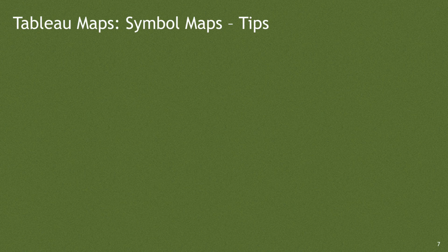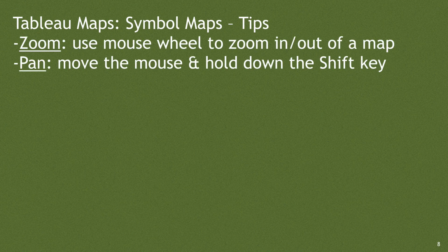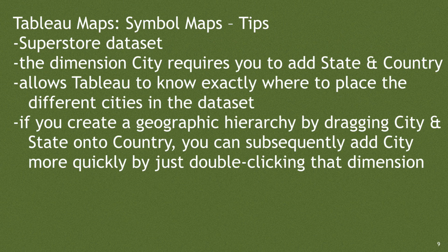Here are some tips that you might want to think about. If you want to zoom within a map, use the mouse wheel to zoom in and out of a map, so the mouse wheel itself can help you do that. If you move your mouse around while holding down the Shift key, that will allow you to pan left and right across your symbol map.